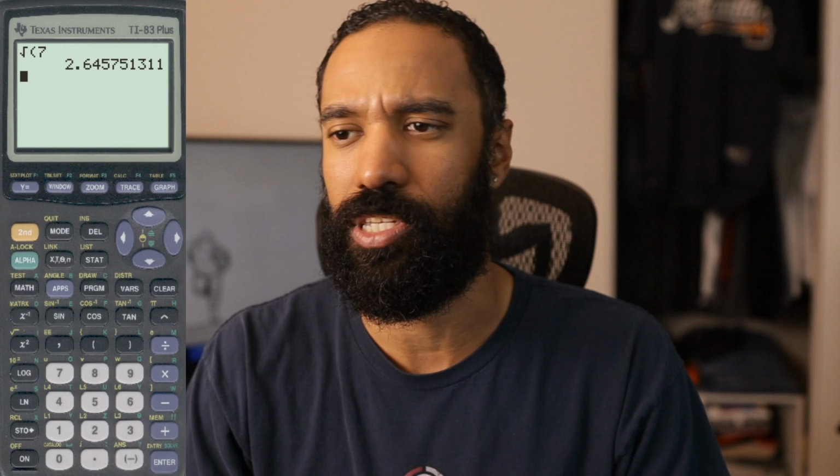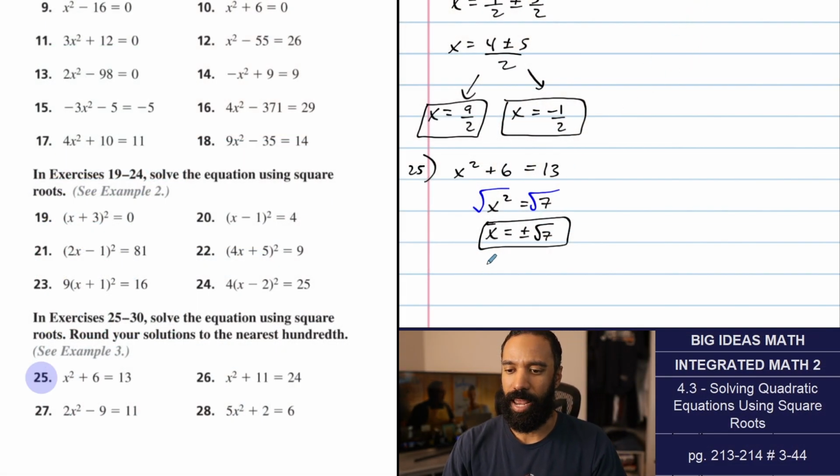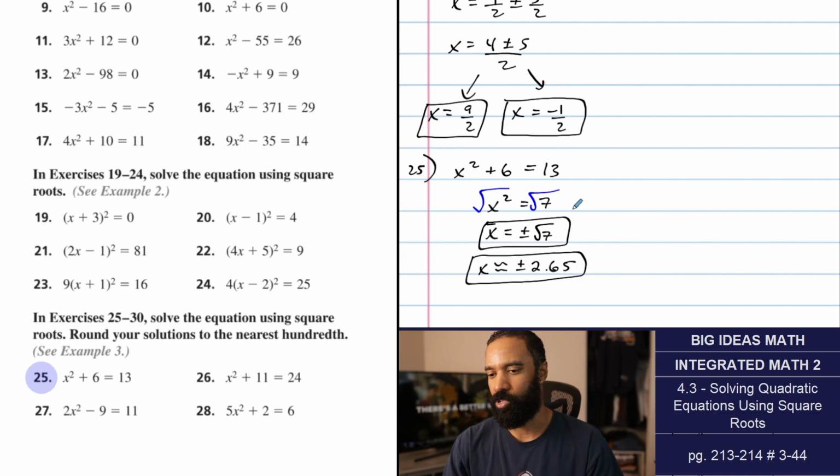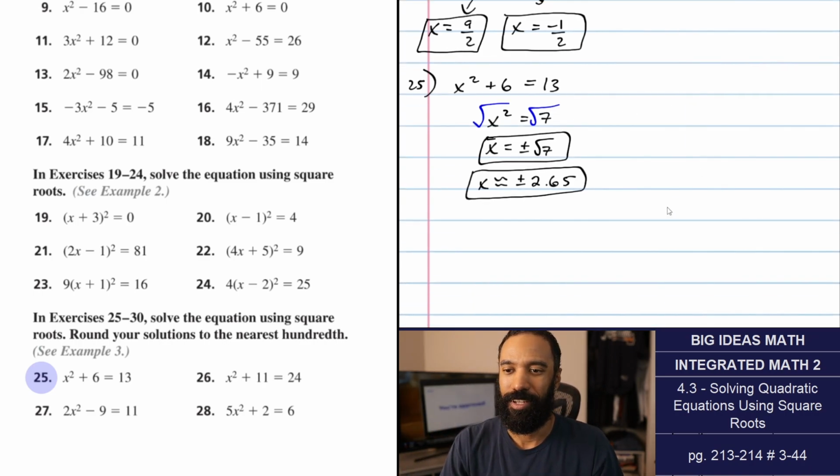So let's go to here, and let's check out square root of 7. I forget, it was 2.65. So around 2.65, and that's how we say that. X is going to be approximately positive or negative 2.65. If we have to write both answers separately, there's 2.65 and negative 2.65, rounded. Same with the radicals.